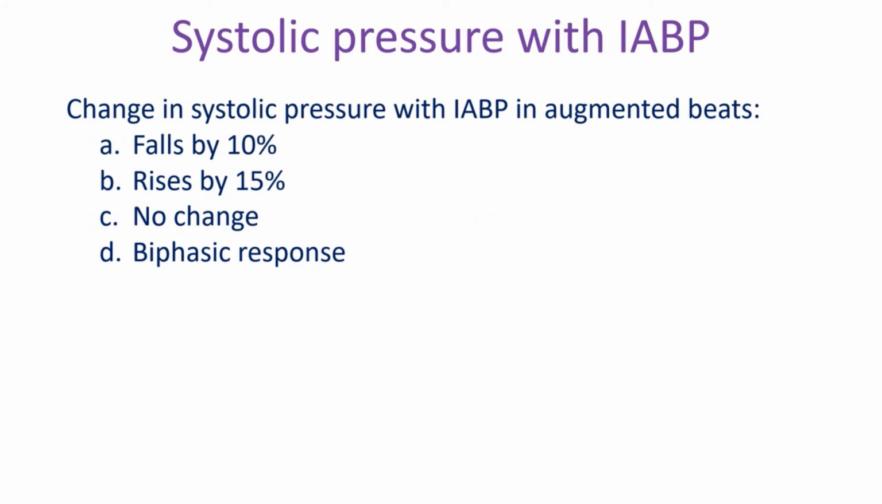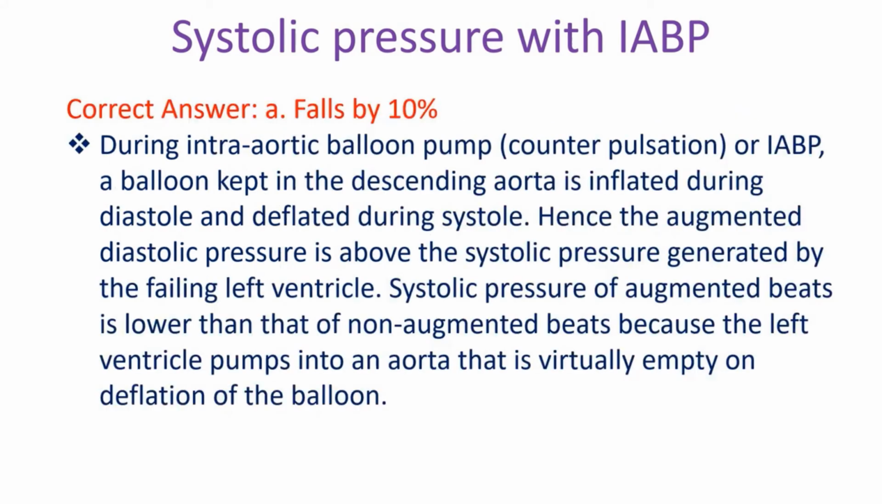Change in systolic pressure with IABP in augmented beats: A. Falls by 10%, B. Rises by 15%, C. No change, D. Biphasic response. Correct answer: A.